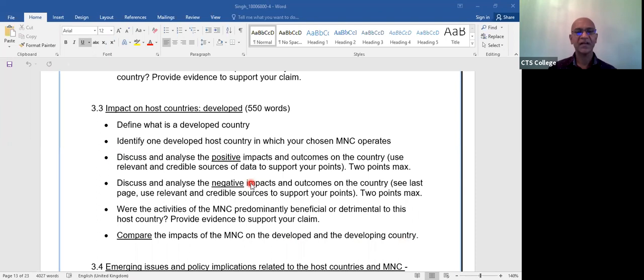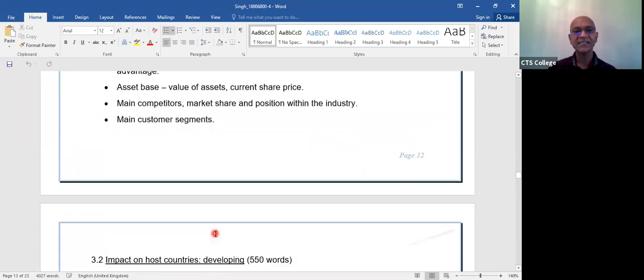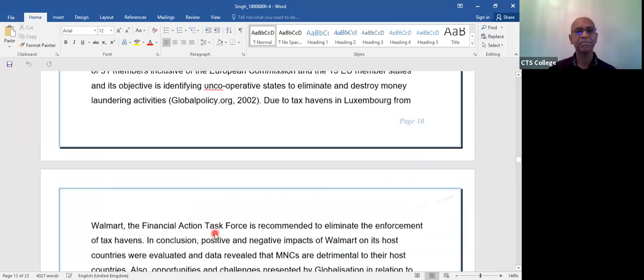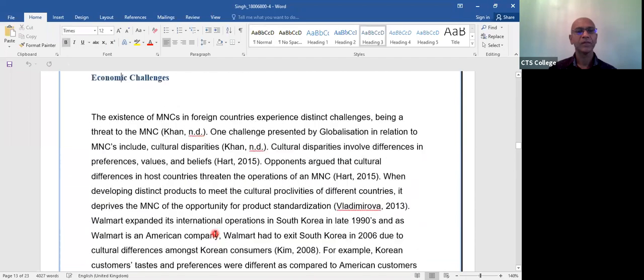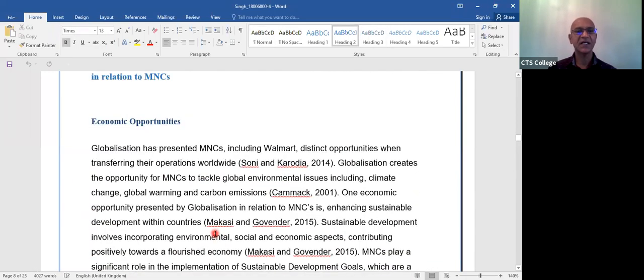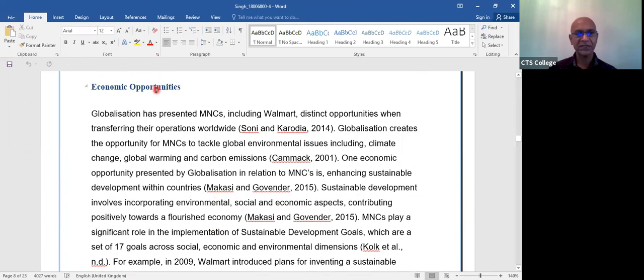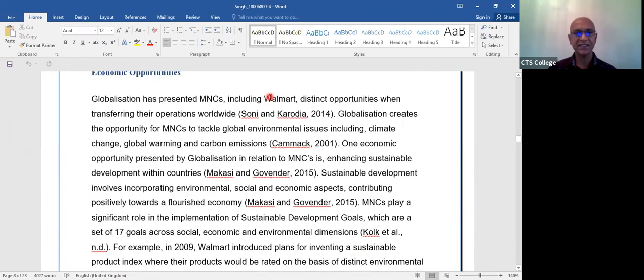After you make that comparison, you're also required to discuss emerging issues and policy implications. Let's see what the student discusses here. So the student, after she had discussed China, moves on to a discussion on economic opportunities. This is not required, students. You do not need to discuss this, but nonetheless, let's read it.